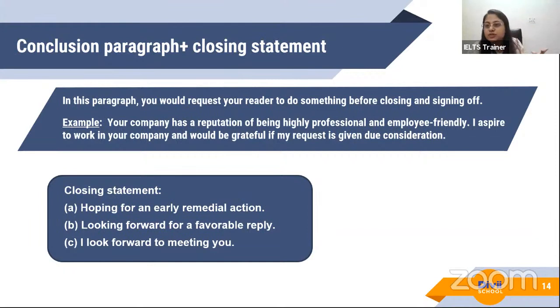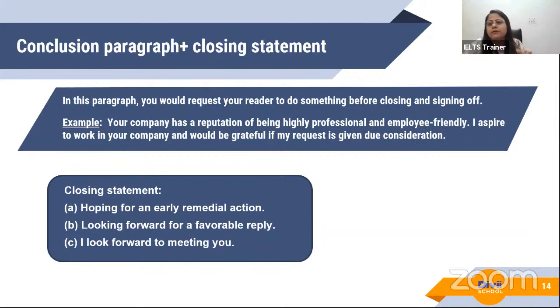You are a highly professional person, yours is an employee friendly company, and I request, or I would really be grateful, if you give due consideration to my request. These sorts of sentences are going to please that person, and that extra time is going to be given to you. In this situation, you need to express your letters in these sorts of words. Obviously, that should appeal to the examiner also, and at the time of checking and evaluation, they should consider whatever words you have written. So that is all about the conclusion paragraph.